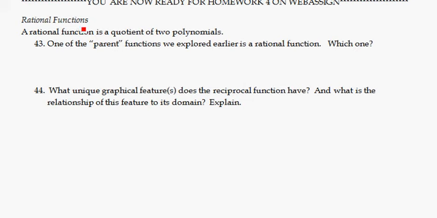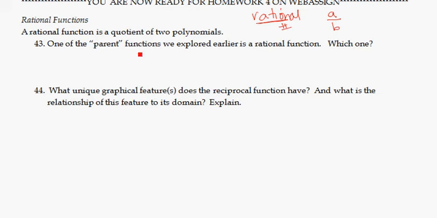So we're going to talk about rational functions now. A rational function is a quotient of two polynomials. Just like a rational number is a number that can be written as a ratio, hence the word rational, a ratio of two integers, a rational function can be written as a ratio of two polynomials.